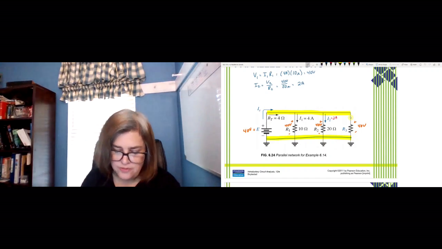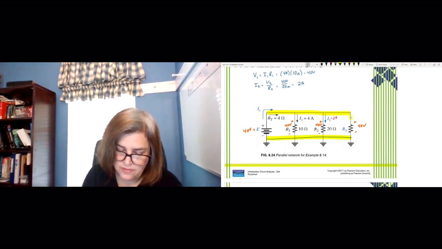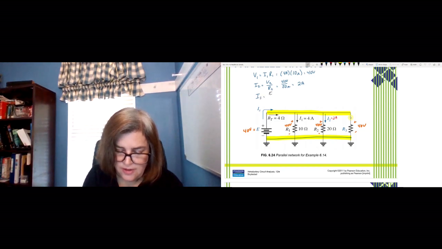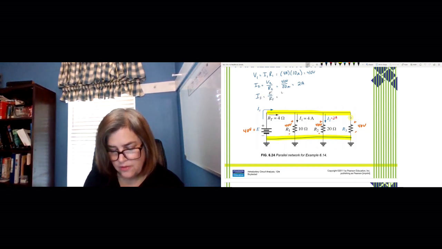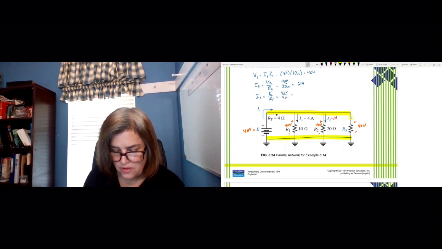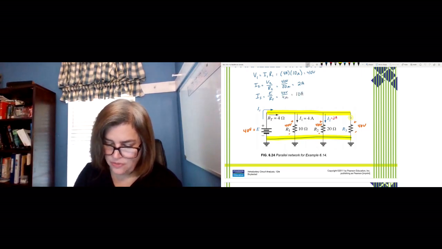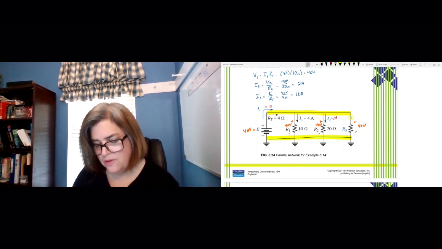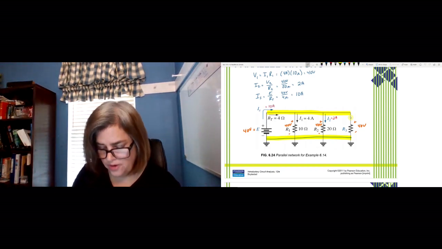And now what do we want to find? Oh, we can find I sub S, because I sub S is E over RT. We now know E is 40 volts and RT is 4 ohms. So we must be supplying 10 amps to our circuit. Now the only thing left is to find R3 out here.